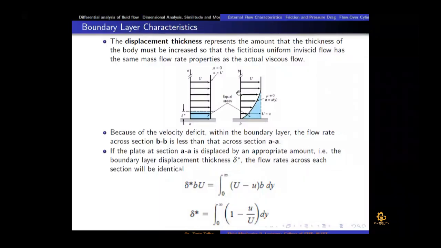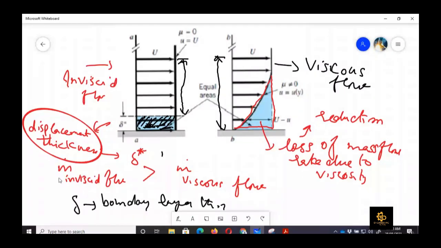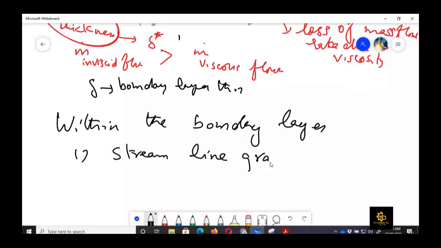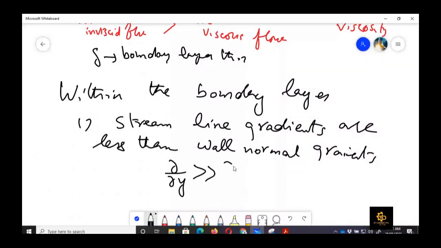So the first thing we can say is that within the boundary layer, streamline gradients are less than wall normal gradient, or we can mathematically write it: partial upon partial y is greater than partial upon partial x, within y less than or equal to delta, which is the boundary layer thickness. So this is the condition.